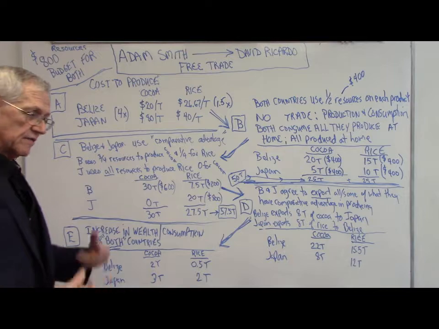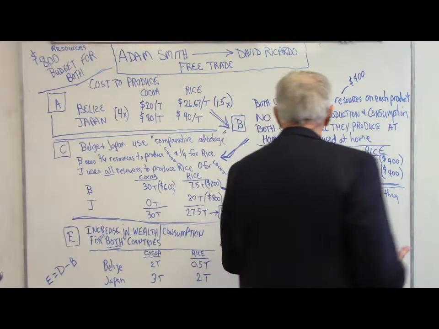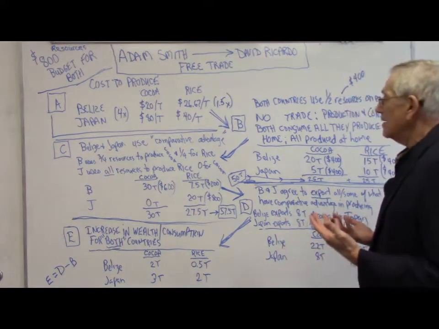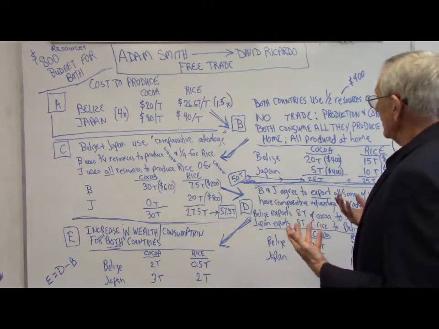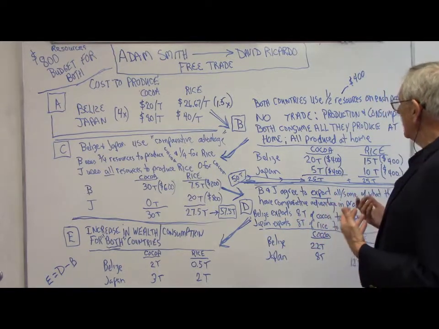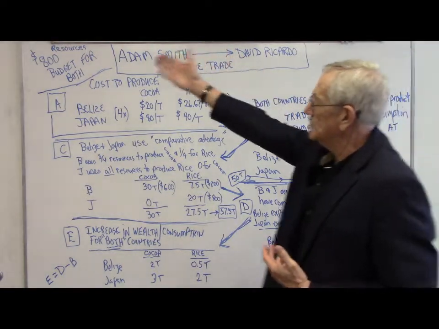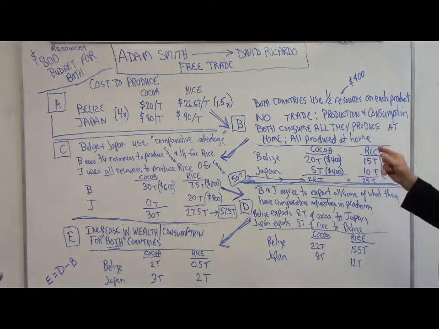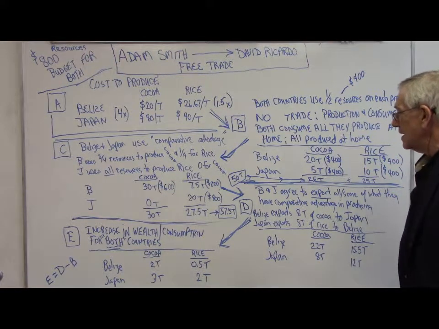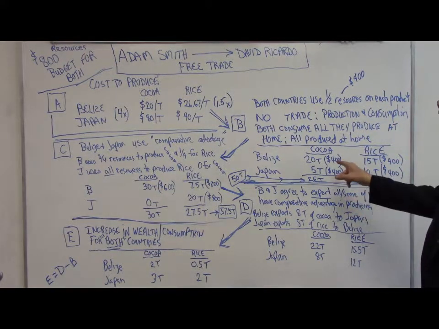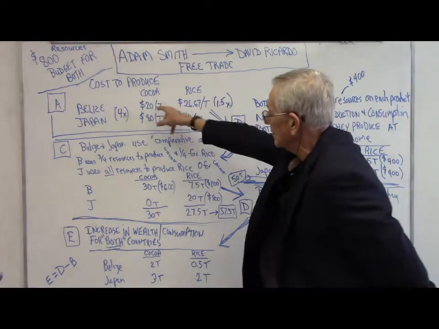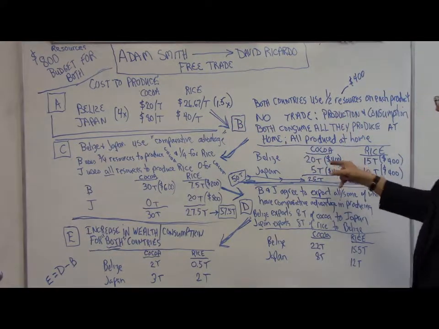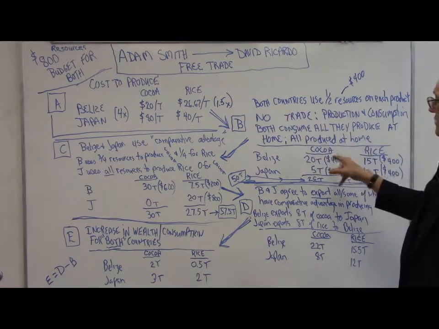Okay, so both countries produce everything internally in their home countries, and they consume everything at home. They don't engage in any trade. Let's say that both countries produce and consume everything at home, and both decide to use half of their budget, half of the $800, namely $400, to produce each item. So that means that for $400, Belize, using this cost structure, can produce 20 tons. 20 tons times $20 a ton is $400.